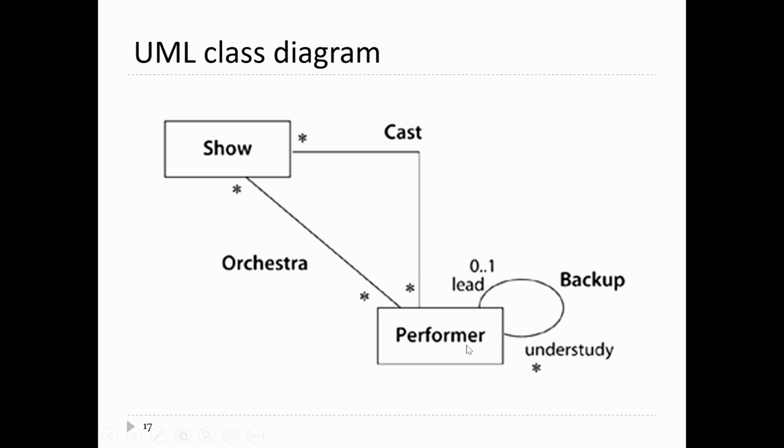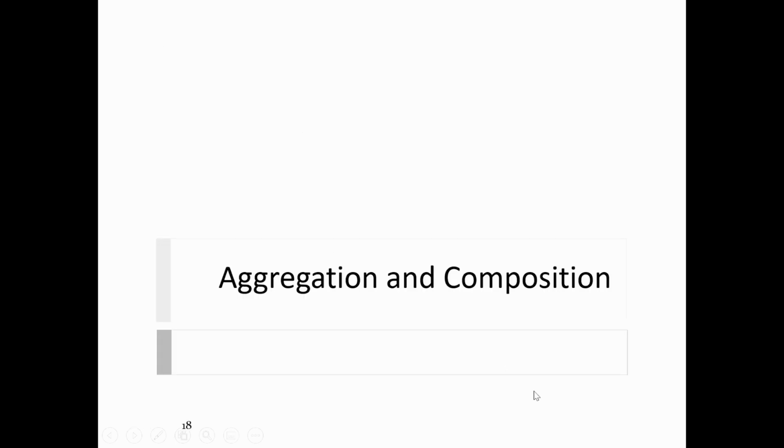So if you're implementing that performer class and you're doing the backup role, the performer class would actually have a field of type performer, indicating the backup role. Okay, aggregation and composition. Any questions so far? Great. Aggregation and composition. These are both stronger forms of association, which means they are also stronger forms of dependency.